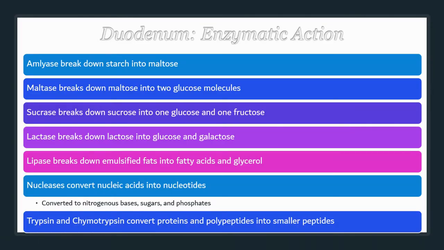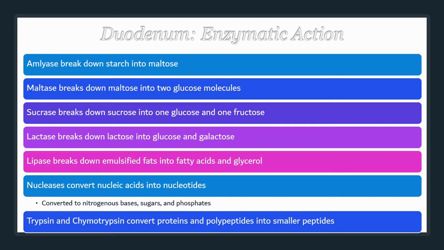The duodenum has a large amount of enzymatic action. Remember, if a word ends in ASE, it is an enzyme. If a word ends in OSE, it is a sugar. Amylase breaks down starches into maltose. Maltase breaks down maltose into 2 glucose molecules. Sucrase breaks down sucrose into 1 glucose and 1 fructose. Lactase breaks down lactose into glucose and galactose.